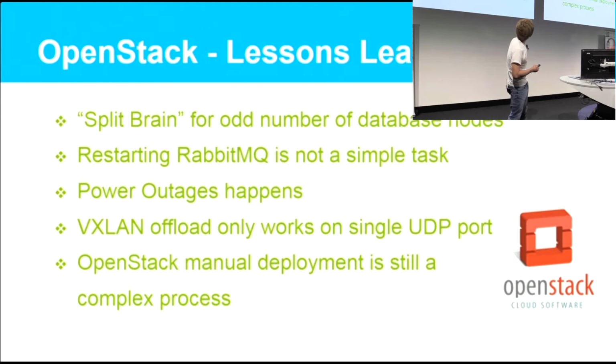And OpenStack related stuff, split planes. There was an issue with the MongoDB stuff. We had 4 even numbered MongoDB instances, and then there was split plane stuff, and also the same for Zookeeper that MidoNet uses. So we recommend an odd number of instances for quorum reasons. And restarting RabbitMQ is not a simple task, and a power outage can really happen in practice. So don't think that's a theoretical threat.